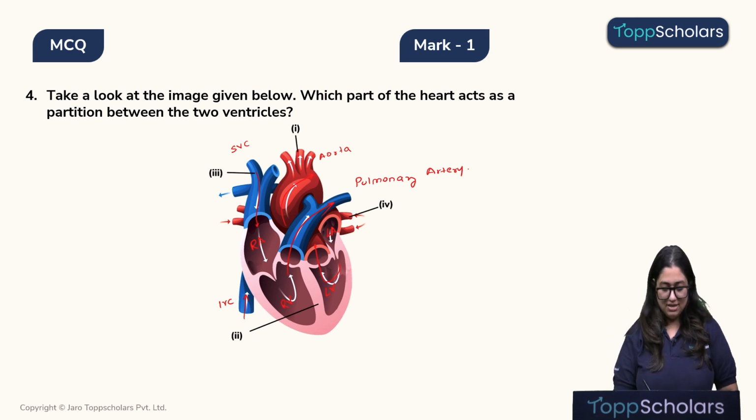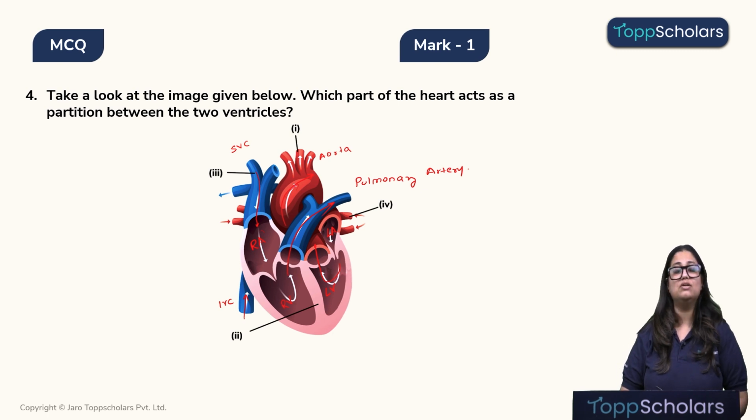heart. So the SVC and IVC are bringing the deoxygenated blood into the right atrium, which flows into the right ventricle, and from the right ventricle into the pulmonary artery. Similarly, pulmonary veins bring oxygenated blood into the left atrium, and from the left atrium it enters into the left ventricle, and from the left ventricle it enters into the aorta.